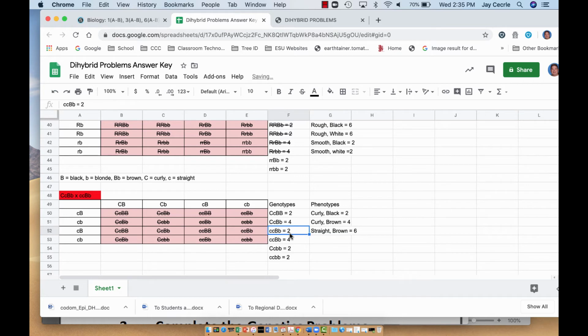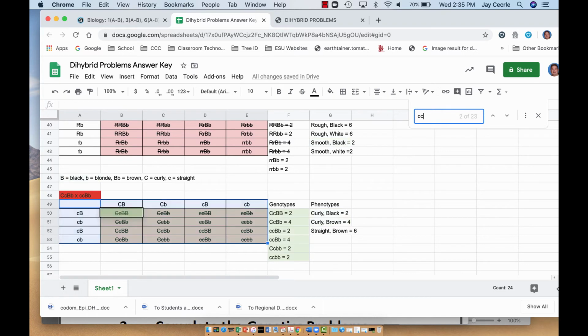So these 2 are both straight. Oh, I must have extra ones here. Better double check. 2, 6, 8, 12, 14, 16. So it looks like I just double counted these things. I go through and make sure that is what I have. Okay, that find feature will not work.